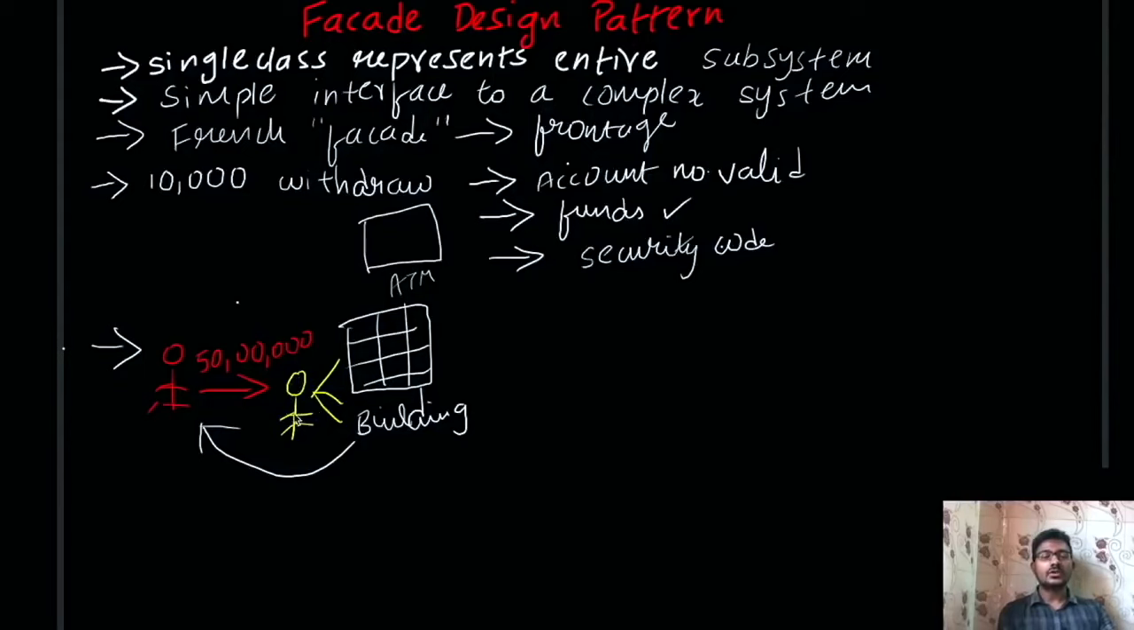Then this building contractor would handle these complex things behind the screen. The end user doesn't need to worry about this. The building contractor will worry about and manage these things. So this is another real life example where the facade design pattern is applied. The end user need not worry about the complex things behind the screen for building this building. Everything would be managed by the building contractor.